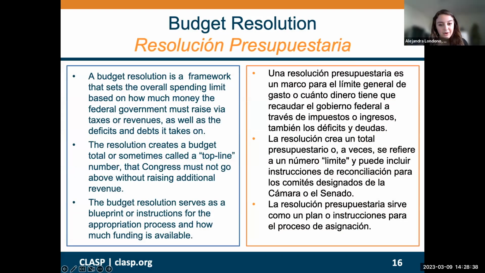So as mentioned in the video, the budget resolution is a framework that sets the overall spending limit based on how much money the federal government must raise via taxes or revenues, as well as the deficits or debts that it takes on. The resolution often creates a budget total, sometimes called a top line number, that Congress must not go above without raising additional revenue. The budget resolution serves as a blueprint on how much funding is available and sets instructions for the appropriation process, which we will hear a little bit more about in future slides.